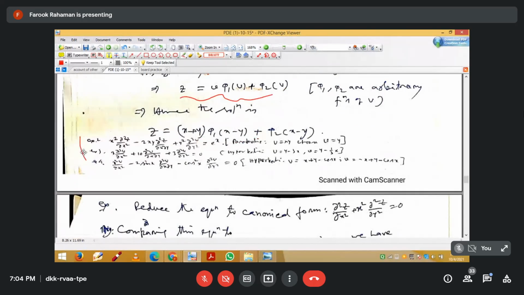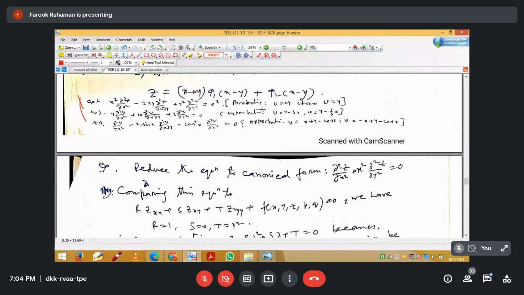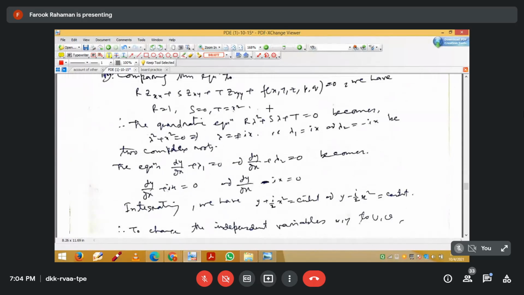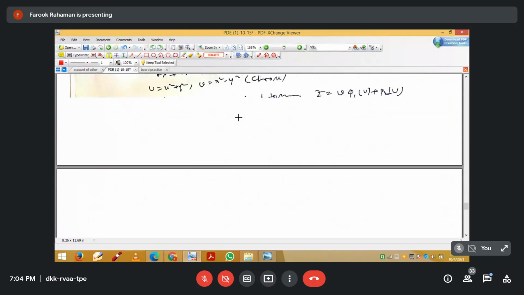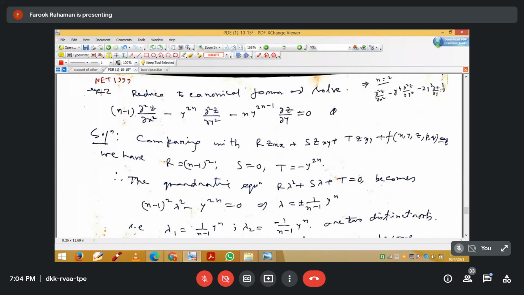There are so many problems like this. Now see another problem. We leave this problem; rather, I will use this problem, which was given in NET in 1999. Now reduce this to canonical form. This is actually R. The S term, the mixed derivative, is absent, that is S equal to 0, and the coefficient of the second derivative with respect to y is t.